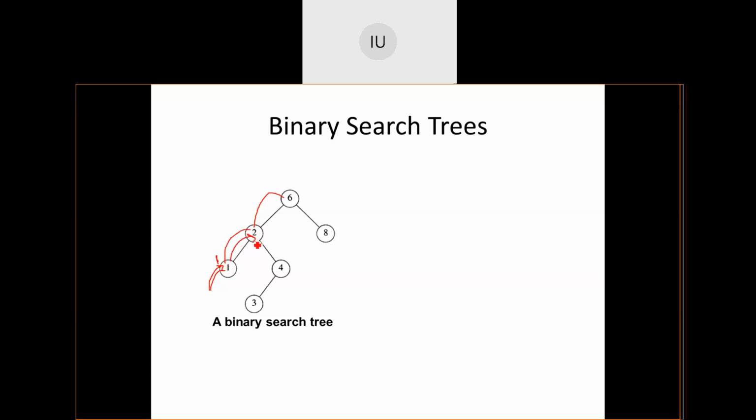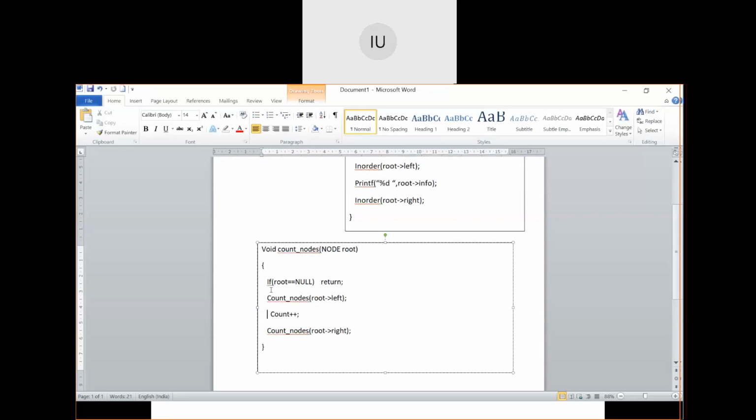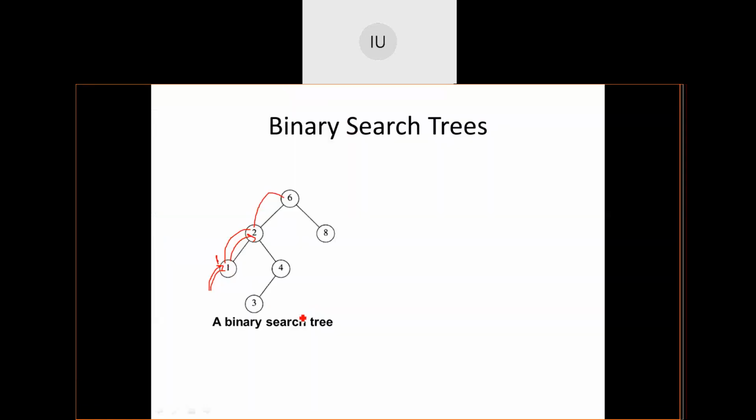What is the count value? 1. Okay. Now for 2, with reference to 2, left is done. It has to do itself. Itself is nothing but, when I go to the program, left is done, this line is done. What is next? Increment count. Instead of printing itself, it increments the count. Now count has become 2.